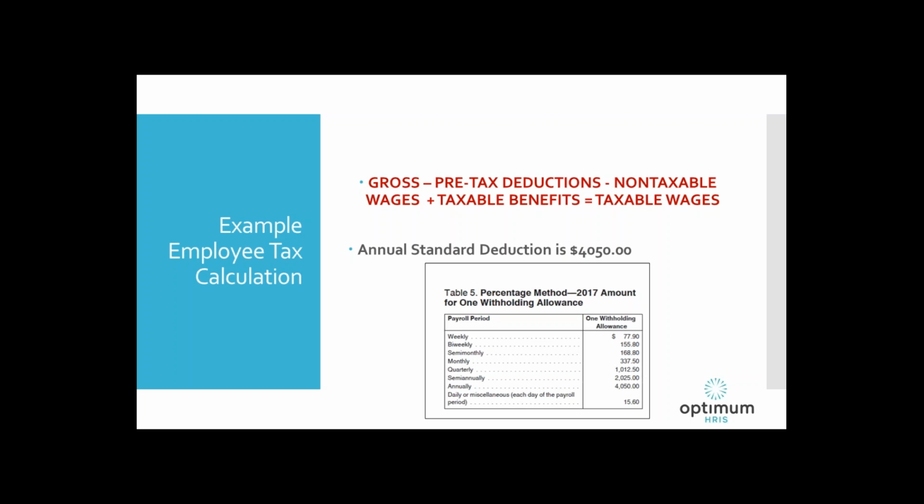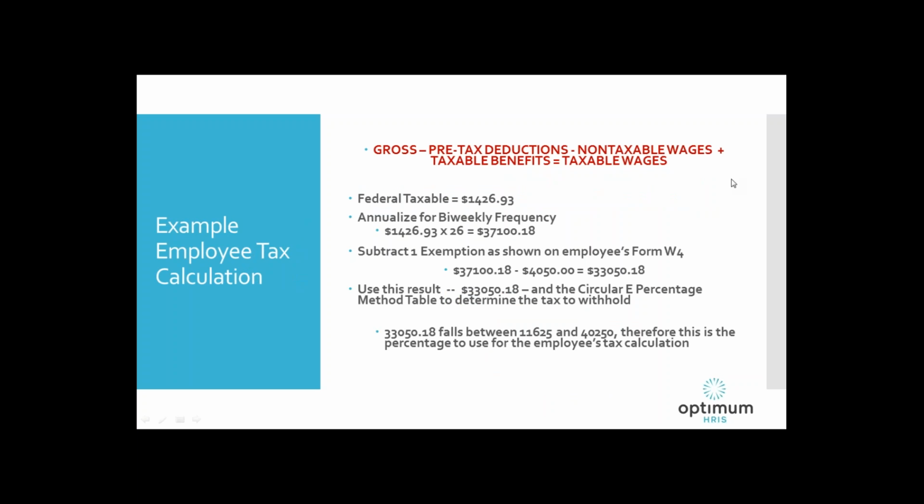And if you'll look at the annual line on this table, you can see that the annual deduction is $4,050 for one withholding allowance. That is going to be the deduction that we're going to take. Now, if an employee claimed 0 instead of 1, we would use no standard deduction amount.